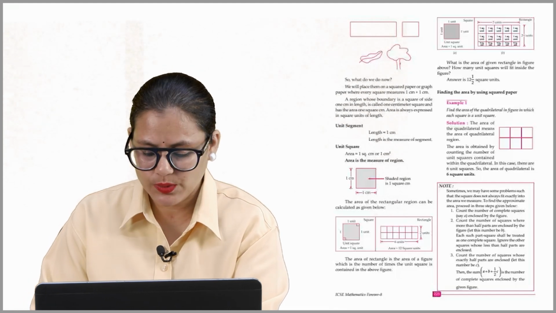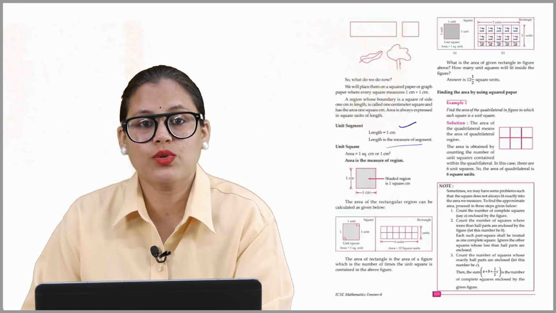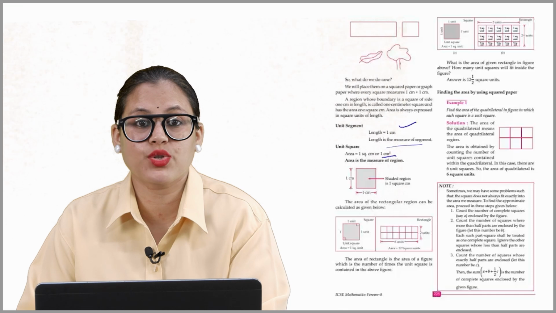Unit segment. Length is equal to 1 centimeter. Length is a measure of segment. Unit square. Area is equal to 1 square centimeter, or you can write 1 centimeter square. Area is the measure of region.